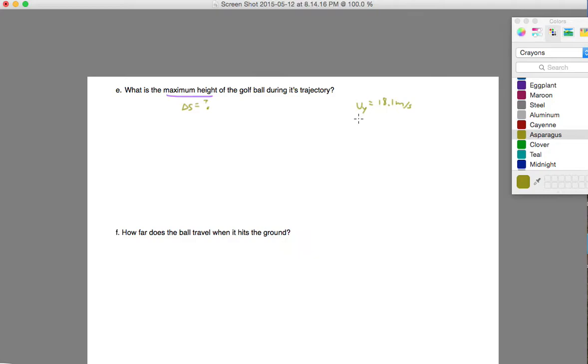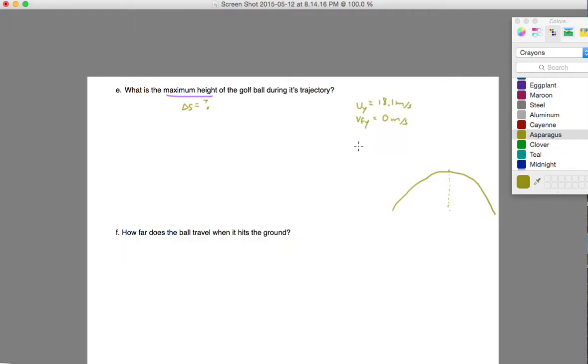I know that the final velocity, VF, in the y direction, on its way up, is going to be 0 meters per second. Because at the very top of a path, if you've got an object that's launched up in the air and it comes back down, when it gets to its very peak, at that point, in the y direction, its velocity is 0.